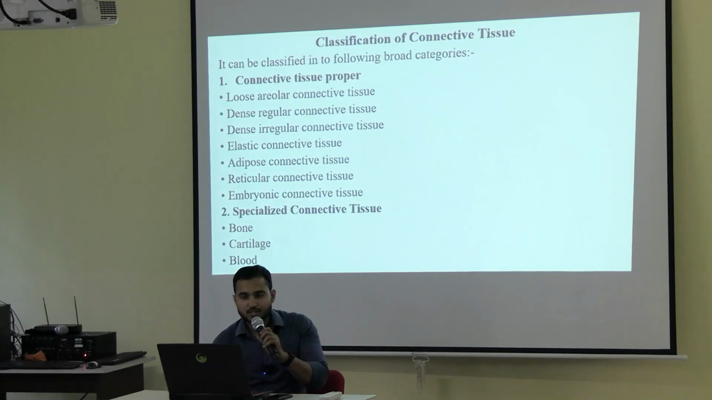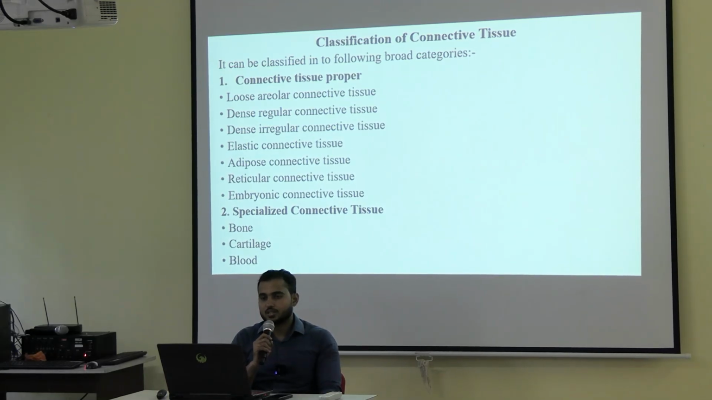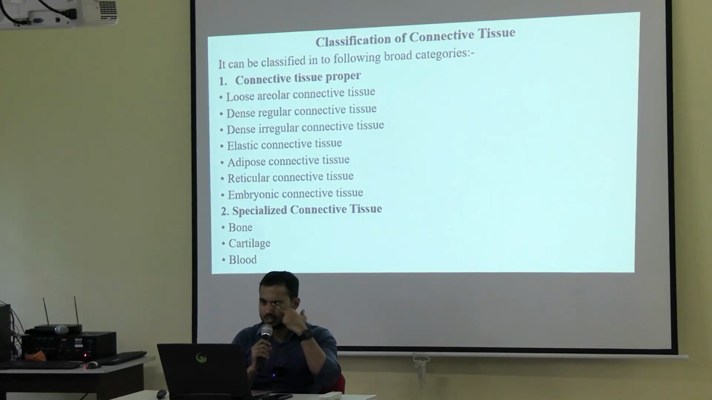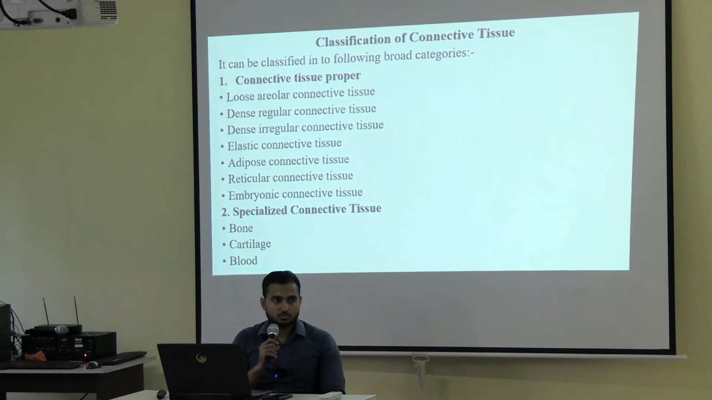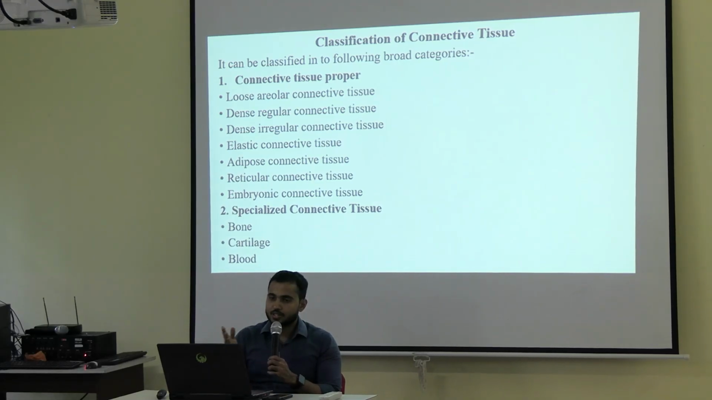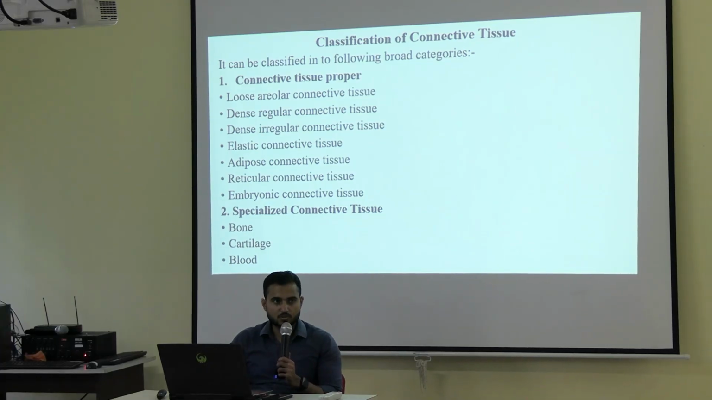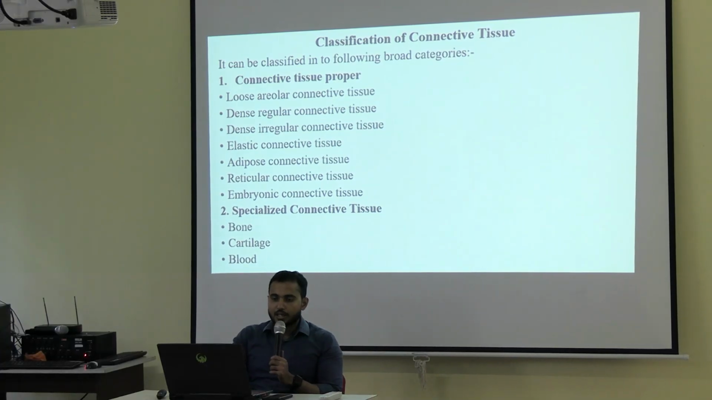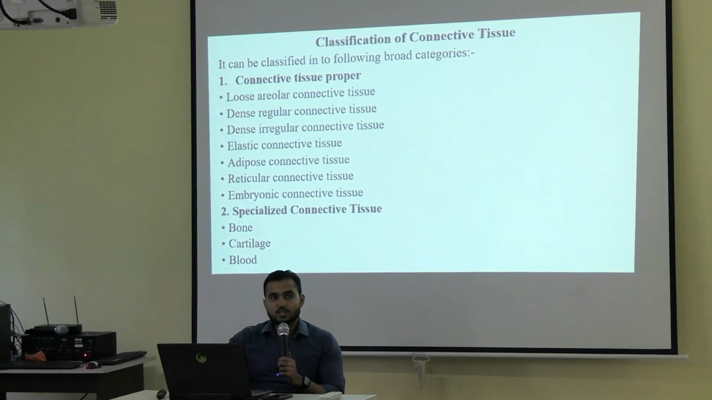Now, the next part is the classification of connective tissue. Can you tell me, based on what the classification is done? There are two types of connective tissues. One is connective tissue proper, also called generalized connective tissue. In some books it is written as connective tissue proper or generalized connective tissue, or general connective tissue. Both have the same meaning. And another one is specialized connective tissue. Now, what do you think, based on what is the classification done?